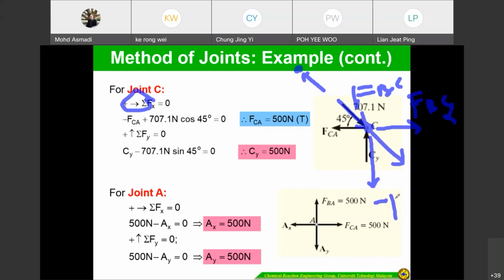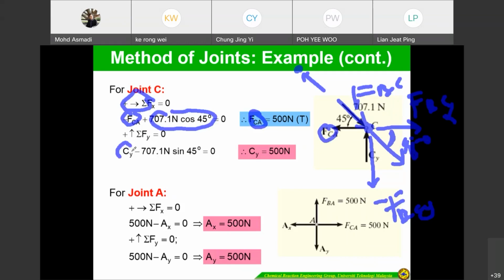Negative FBCy, and this is a 45 degree angle. So to the right direction, FCA is to the left, negative FCA, to the right side times FBC cos 45 because your angle is here, not here. Equal to 0. So we can get FCA. And then we can calculate the y direction to get Cy. So we get Cy is 500 newtons. We have determined already FBA and FCA.